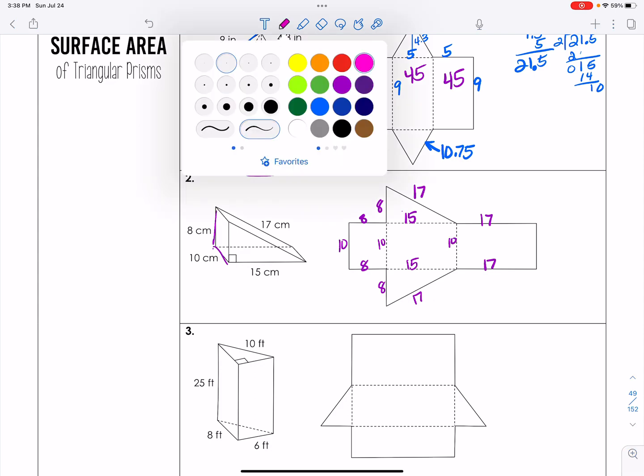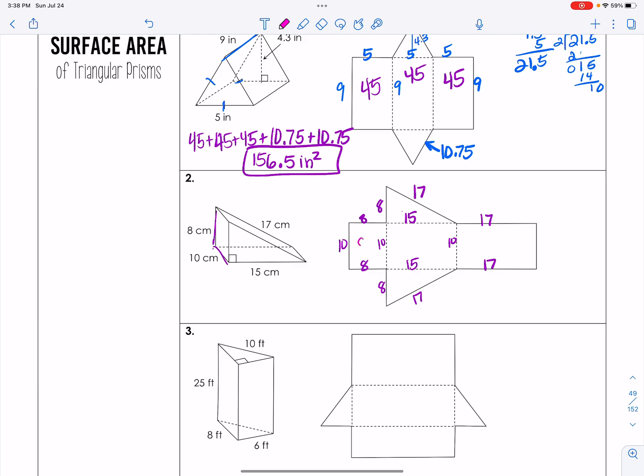Okay, so I can find these rectangles. This is a 10 by 8, so this guy's 80. 15 times 10 is 150. 17 times 10 is 170. So those are pretty easy. Now I've got to do 1/2 times 8 times 15. Well, half of 8 is 4, and 4 times 15 is 60. So this triangle is 60, and this triangle is 60.